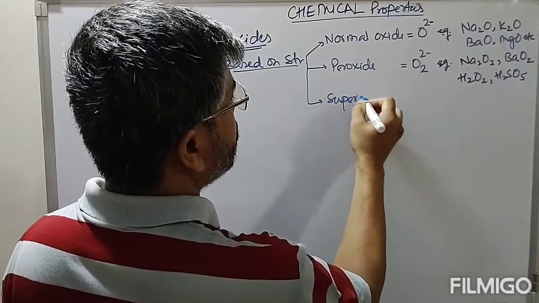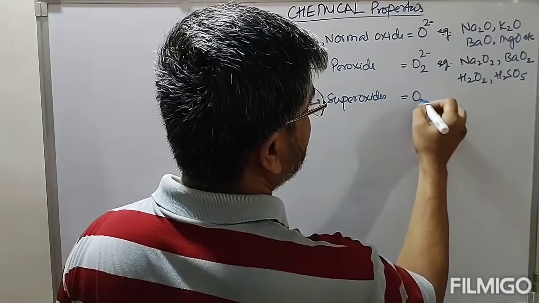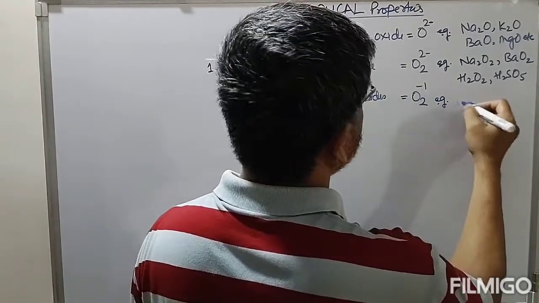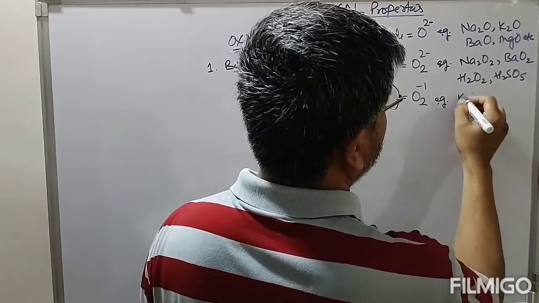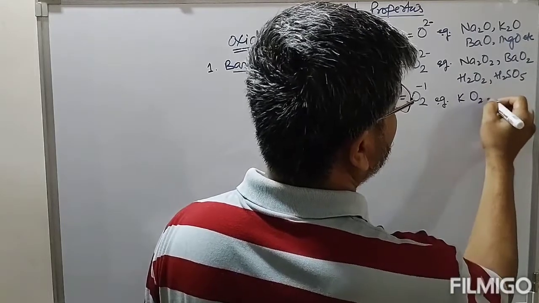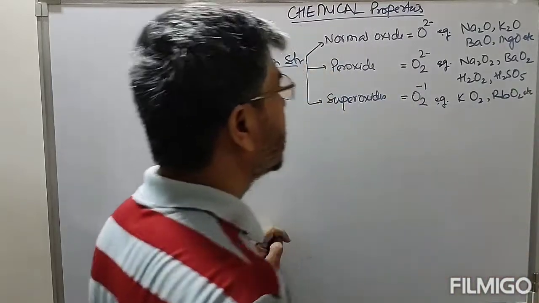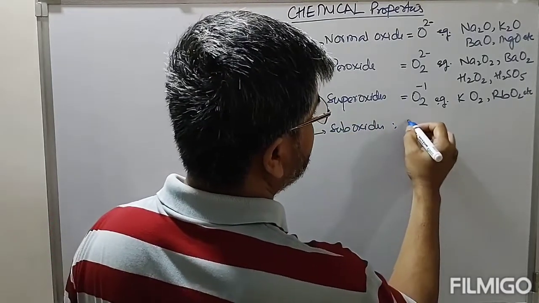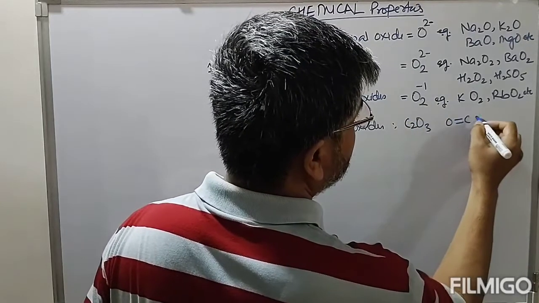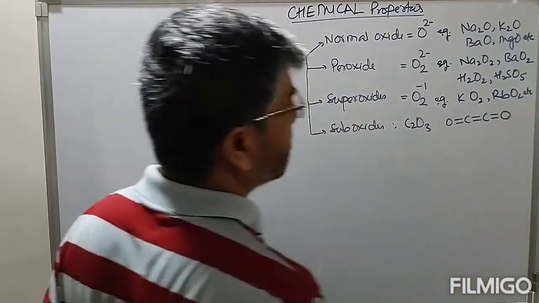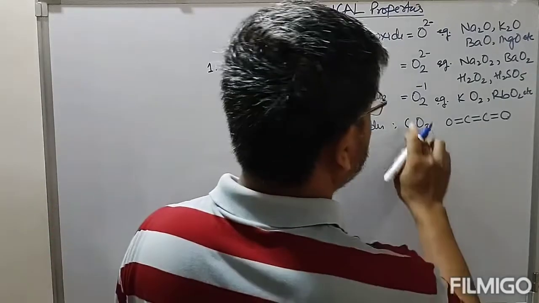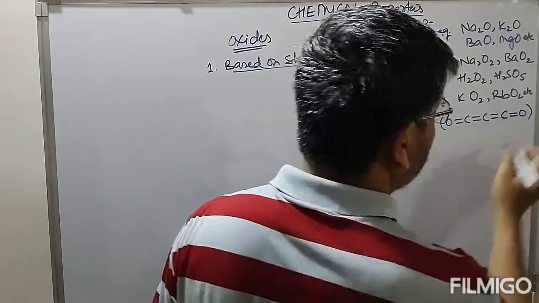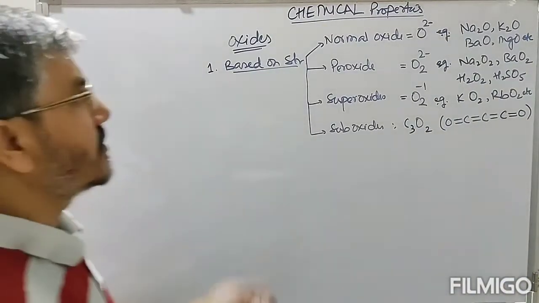Then we have superoxides. Superoxides have O2 with -1, so per oxygen is -1/2. We have these examples: KO2, RbO2, etc. Now we can also have suboxides, and the best example is C3O2, carbon suboxide. This is based on structure.